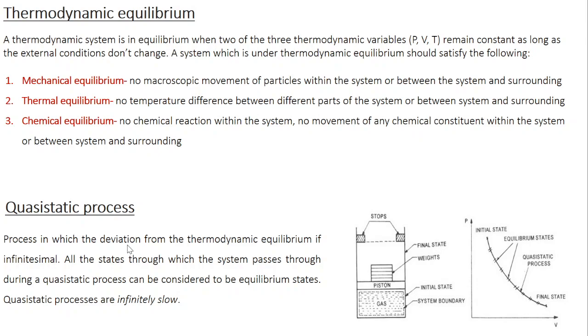Another important terminology we need to familiarize is quasi-static process. Quasi means almost. So this is a process which is almost static. It appears that there is nothing happening in the system, but in fact some very slow changes are taking place. Now, quasi-static processes are infinitely slow processes where the deviation from the thermodynamic equilibrium is infinitesimal. Infinitesimal means extremely small.